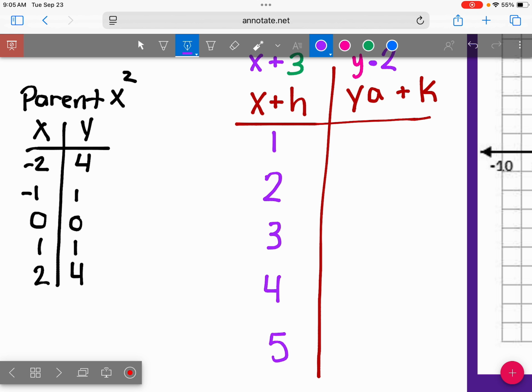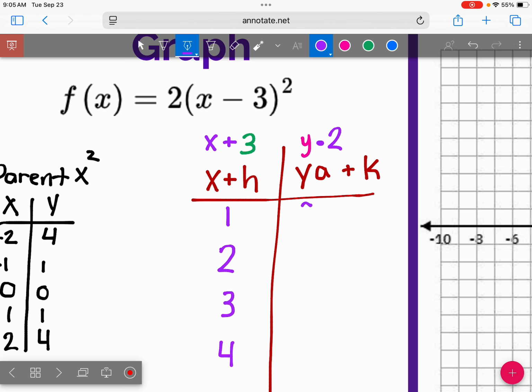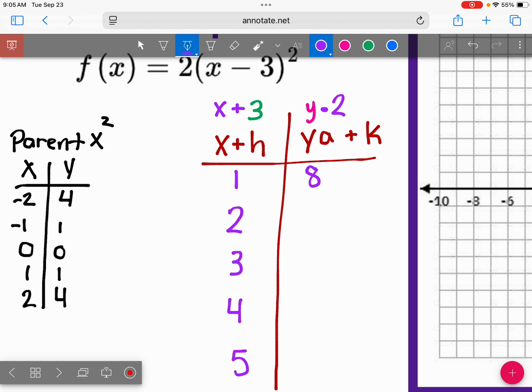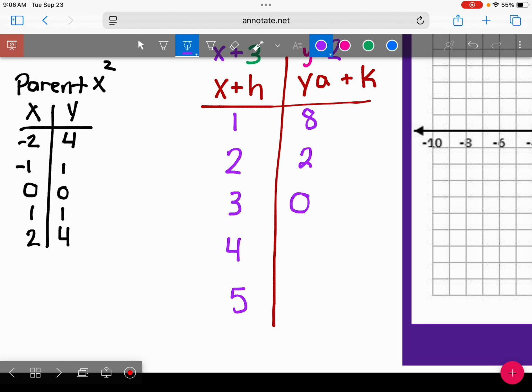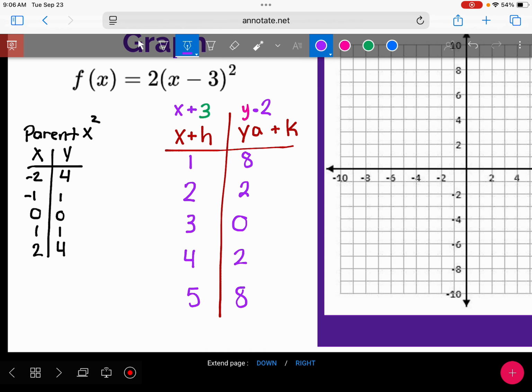So it's using those x values that we have. Taking our y values times our a. 4 times 2 gives me 8. 1 times 2 gives me 2. 0 times 2 is 0. 2 and 8.